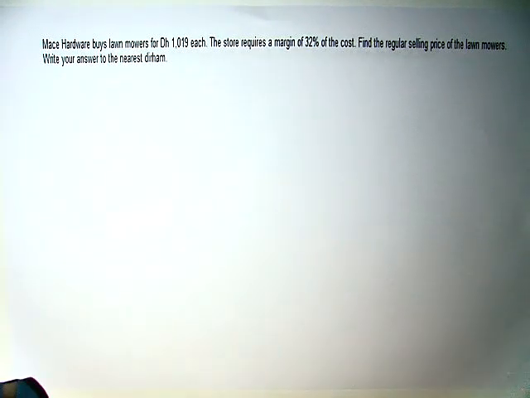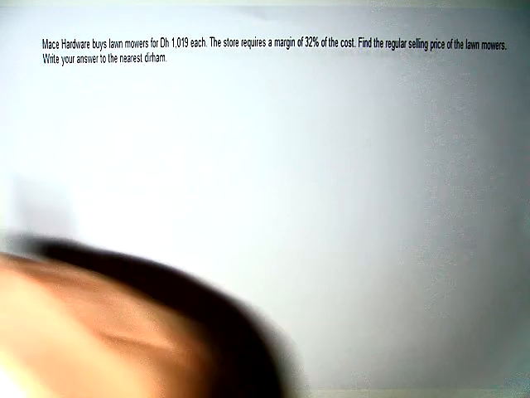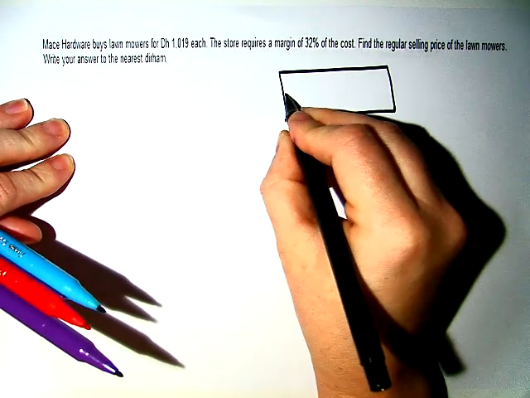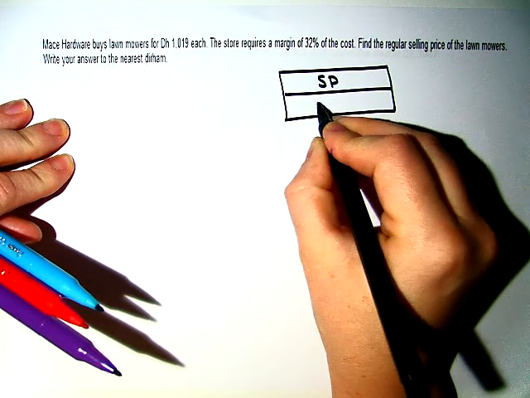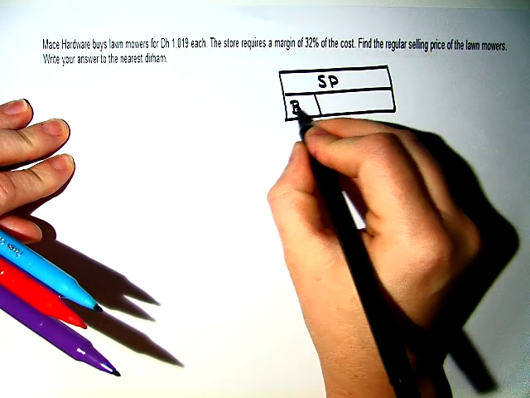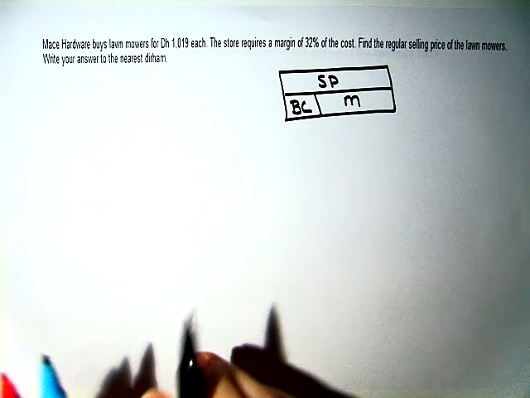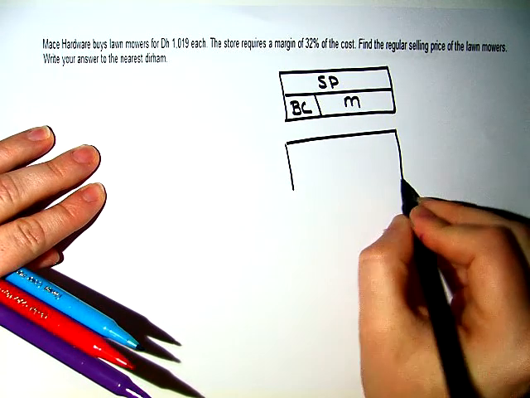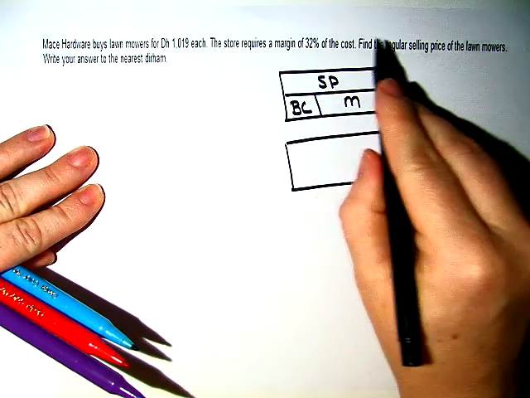Mace Hardware buys lawnmowers for 1,019 each. The store requires a margin of 32% of the cost. Find the regular selling price of the lawnmowers. Write your answer to the nearest dirham. Okay, we know that the selling price equals the buying cost plus the margin. So we're going to put it in just like this and see if we can't figure out an equation from it. We want to find the selling price.